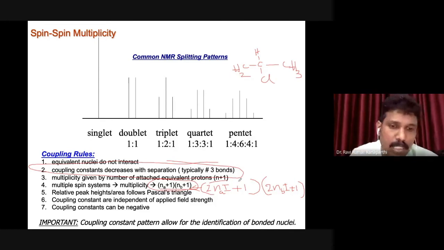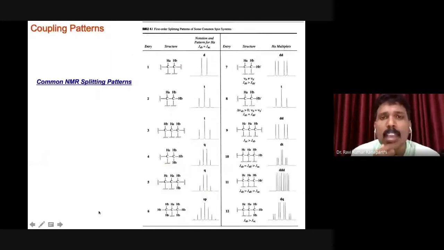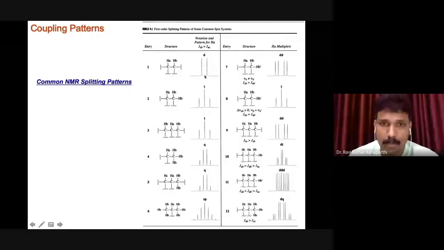And coupling constants are basically independent of the applied field strength, as we discussed, and a coupling constant can also be negative. It's not the case that you only get positive values. And these are some of the general coupling patterns we come across in NMR spectroscopy. Suppose a proton finds one adjacent proton, then we see a doublet. It's a very simple thing.